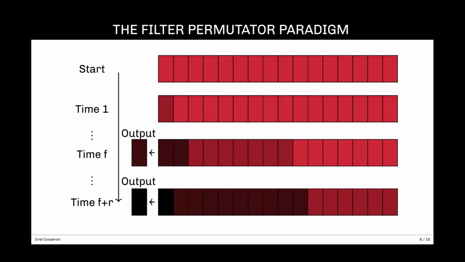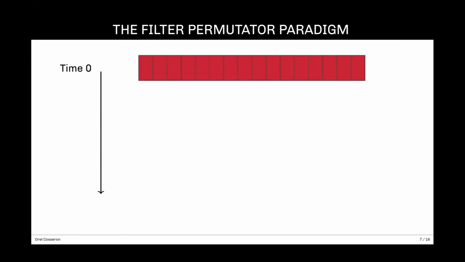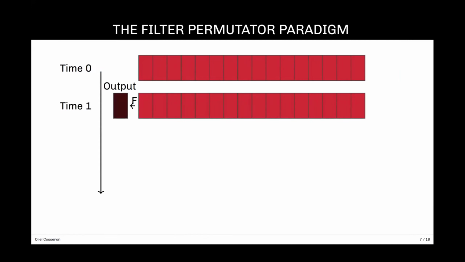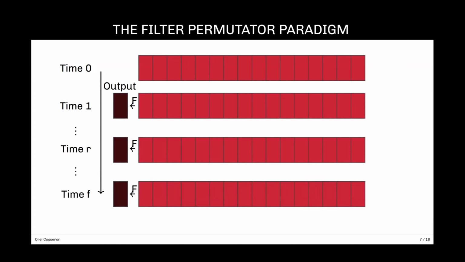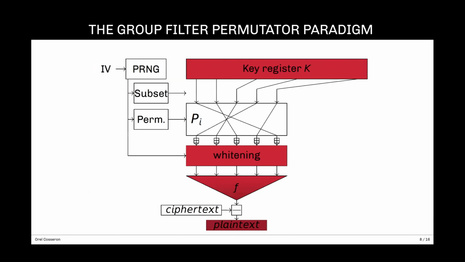With the filter permutator paradigm, you start from an internal state, and you apply a key stream generator function. And you will always use the same function on the same internal state. So the bit that you produce will always contain a fixed amount of noise. So how are we going to do that? By adapting the filter permutator paradigm into the group filter permutator paradigm.